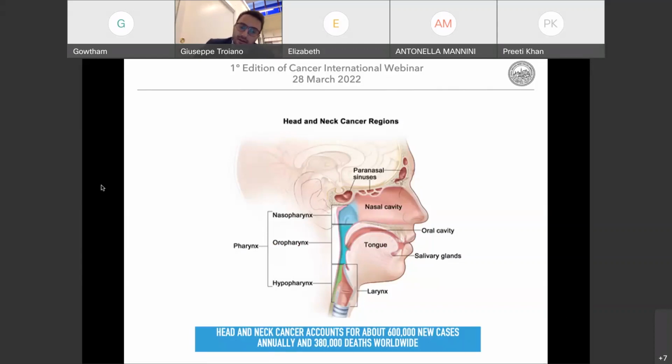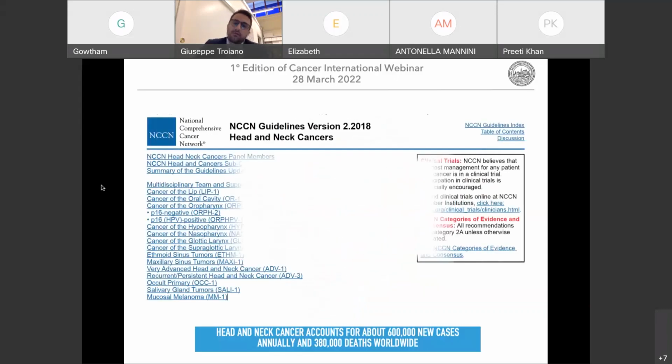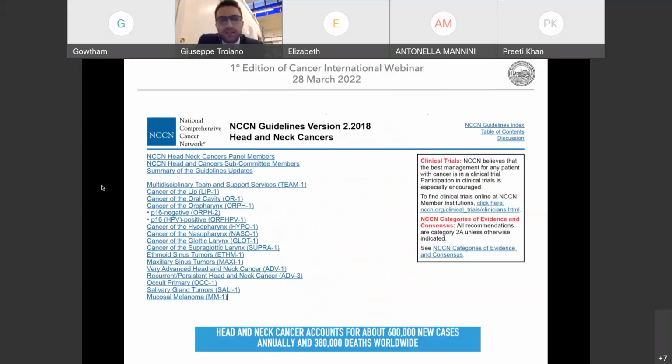As we know today, an estimate of about 600,000 new cases of head and neck cancer are diagnosed annually worldwide. And this group of cancers is characterized by a very high mortality rate, of about 380,000 deaths in the world. According to the National Comprehensive Cancer Network, this group of diseases can be differentiated, according to both anatomical and molecular level, into different subtypes.